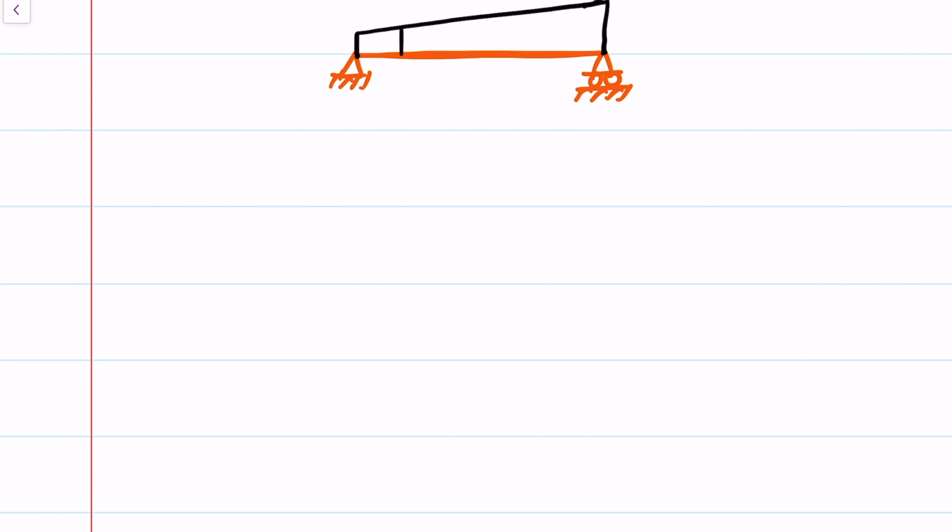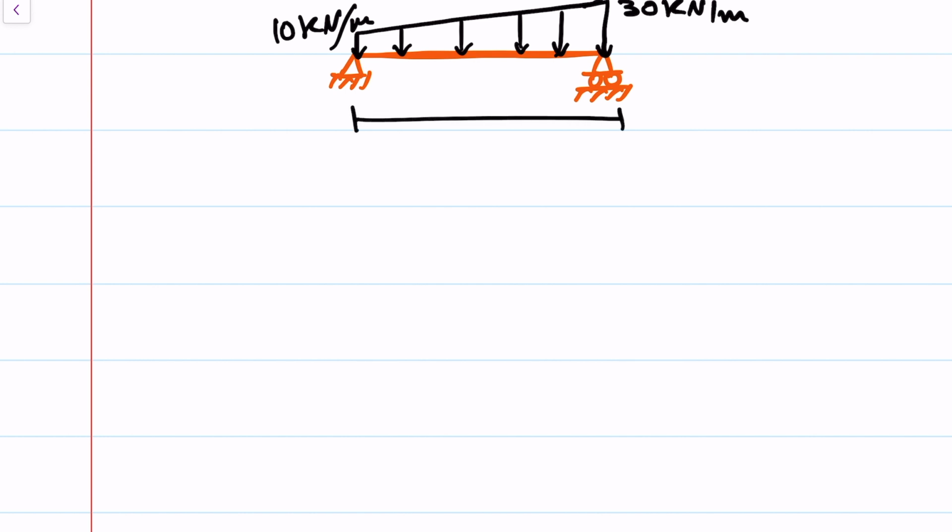Let's continue solving some examples about how to draw shear force diagram and bending moment diagram. In this video we have a simply supported beam, pin joint and roller joint with a distributed load with a trapezoidal shape. Look like this. Starting at 10 kilonewton per meter and ending at 30 kilonewton per meter, and has a length of 6 meters.